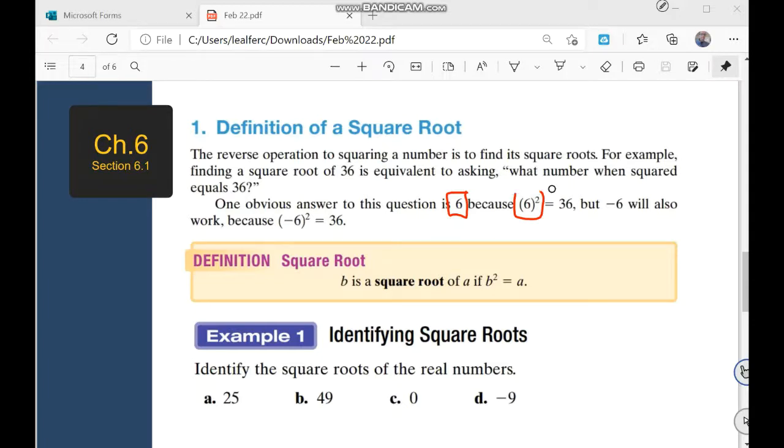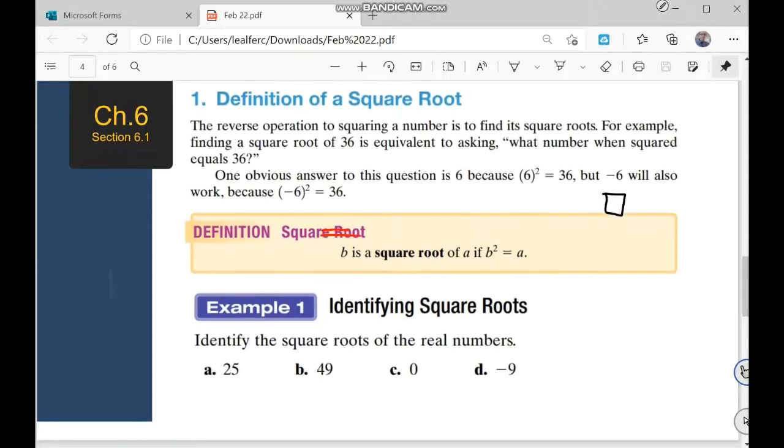But be careful, because when we're talking about square roots, we can have more than one number whose square is equal to 36. If you notice, negative 6 will also work, because negative 6 squared equals 36 as well. That means most numbers will have two square roots, one negative, another one positive. Okay? Definition: b is a square root of a if b squared equals a. Let's check examples.